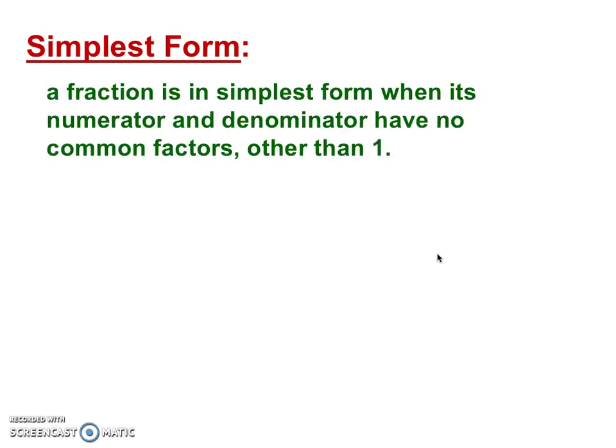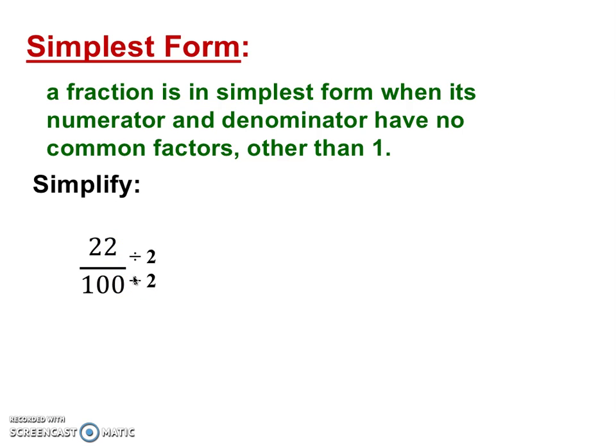Alright, so simplest form. Fractions are in simplest form when the numerator and denominator have no common factors other than 1. So let's take a look and see what that means. If I'm trying to put 22/100ths into simplest form, I'm going to look at the two of them. They both have common factors. They're both divisible by 2.